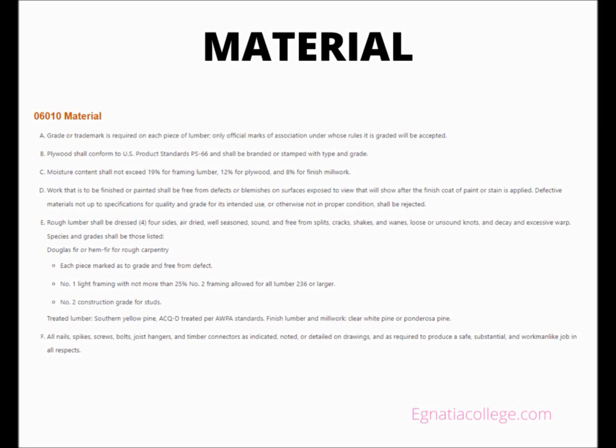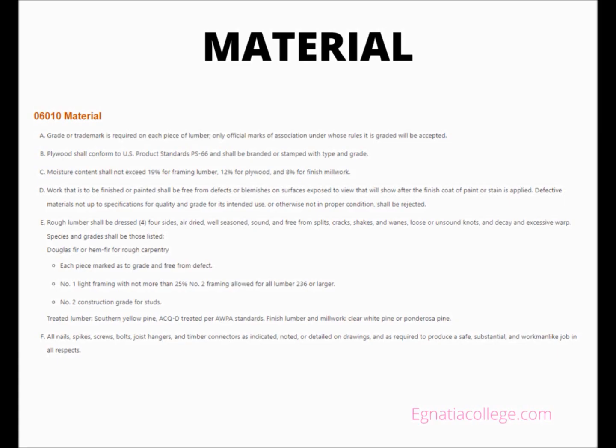Plywood shall conform to Product Standards PS 66 and shall be branded or stamped with type and grade. Moisture content shall not exceed 19% for framing lumber, 12% for plywood, and 8% for finish millwork. Work that is to be finished or painted shall be free from defects or blemishes on surfaces exposed to view that will show after the finish coat of paint or stain is applied.